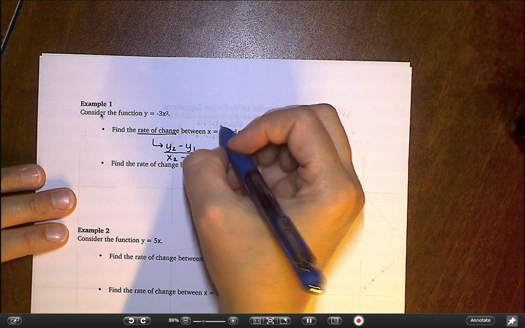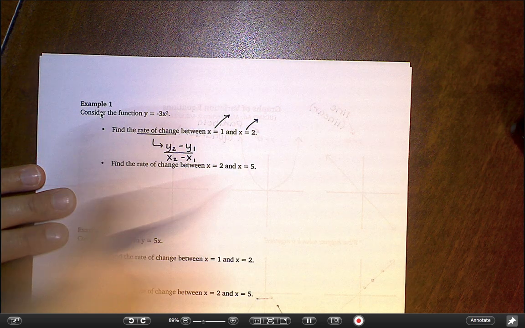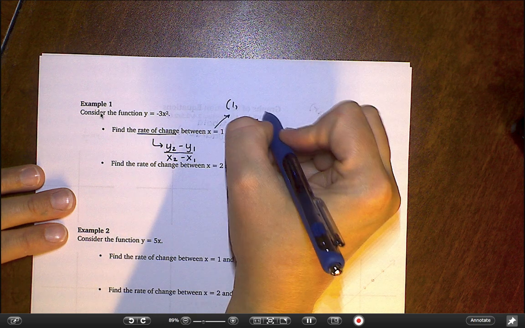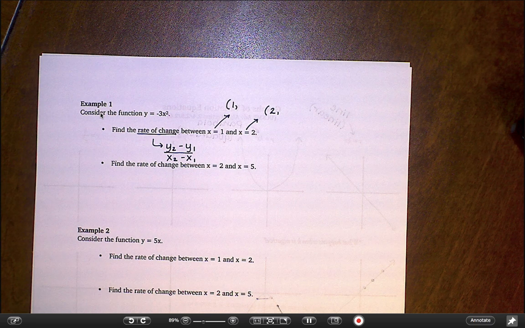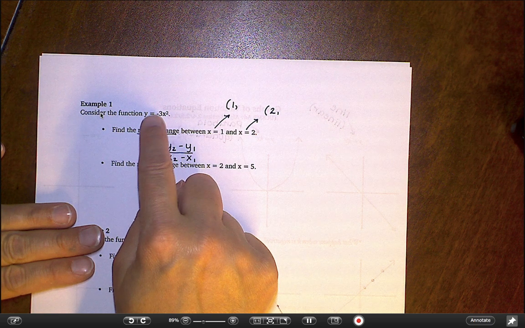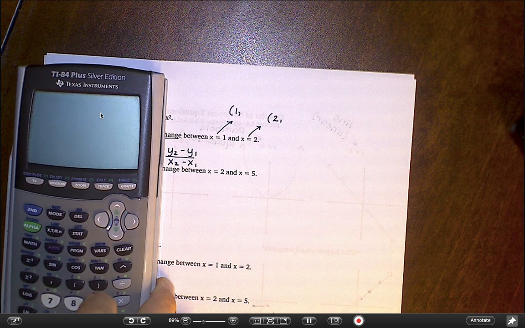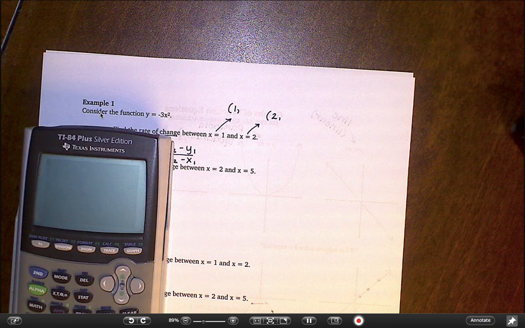So what I'm going to do, and this is what I would do every time I have a rate of change problem, is take each one of these and turn them into coordinates. I'm going to make this 1 comma something, and I'm going to make this 2 comma something. And to figure out the somethings, I'm plugging this 1 into this function. So negative 3 times 1 squared. I'm going to put that in my calculator, not because I need the calculator, but I just want you to see what calculation I'm doing here. I'm doing negative 3 times 1 squared. Okay, and I get negative 3.